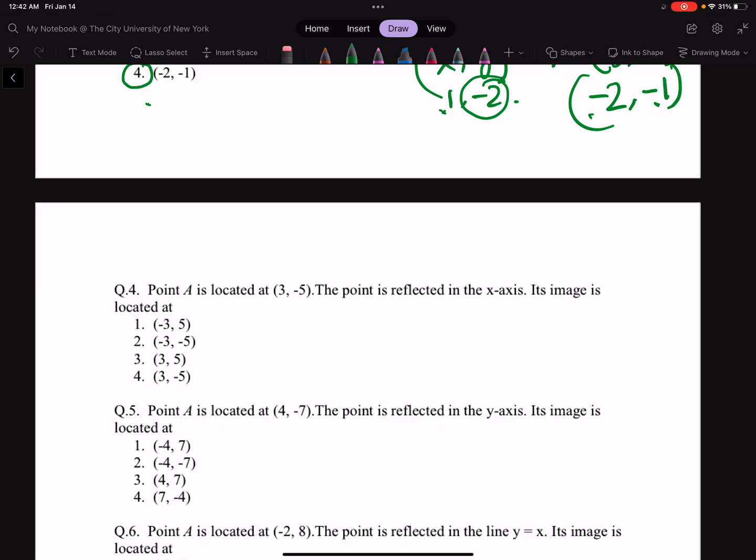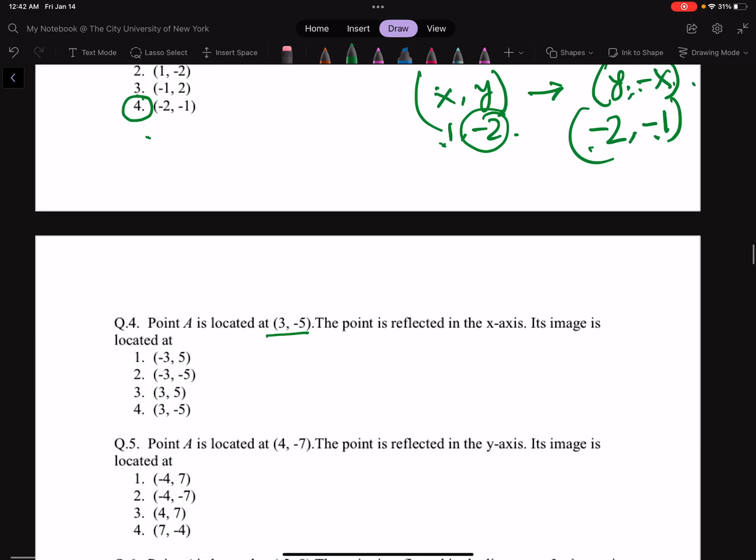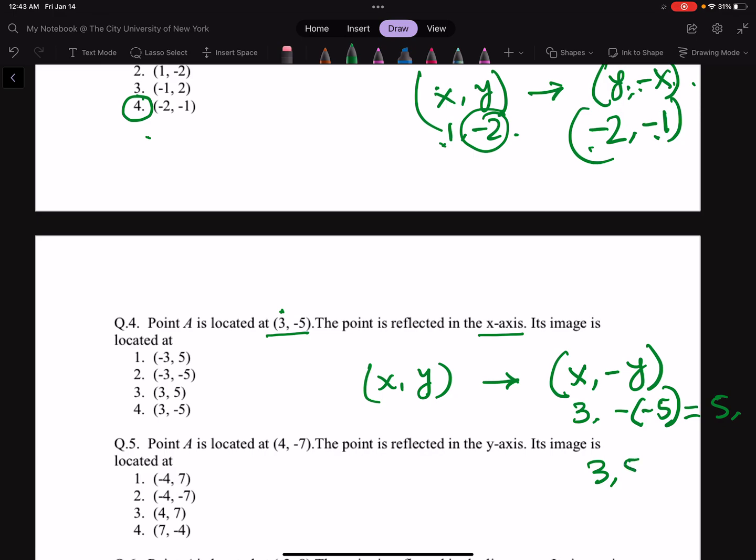And then in number 4, it says point A is located at (3, negative 5). It's the same thing, just saying the location of that is x and y. The point is reflected through the x-axis. So it's a reflection. Go back to your rule for reflection over the x-axis. Through the x-axis, (x, y) becomes (x, negative y). Our x is 3, that 3 will remain as 3. And y is negative 5, multiplied by negative, that becomes positive 5. So we'll look for 3 and 5. So that's 3 and 5.